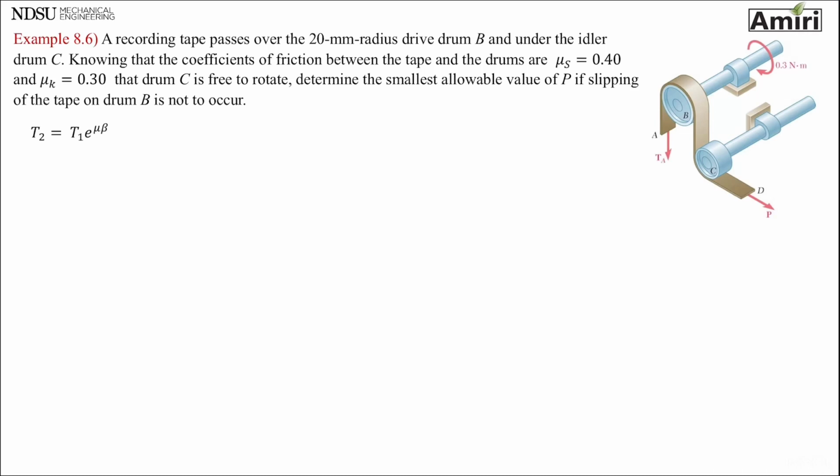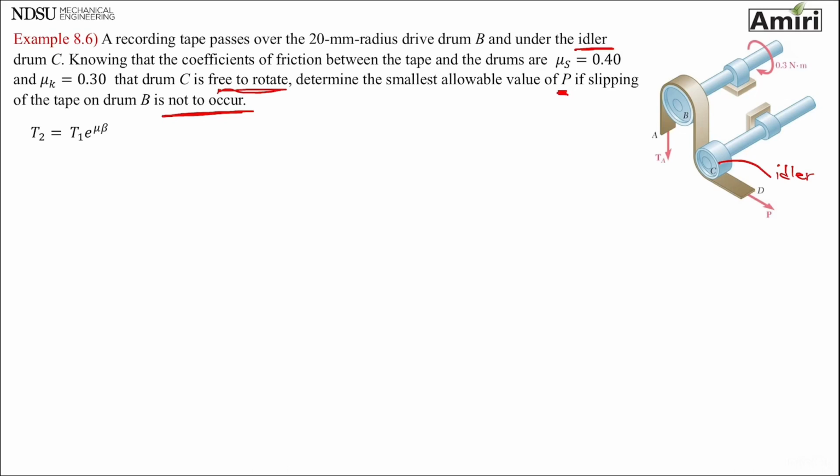A recording tape passes over the 20 mm radius drive drum B and under the idler drum C. I'll get back to that, so I want to just mark that. Knowing the coefficients of friction between the tape and the drums are this much and this much. Drum C is free to rotate. I already know that. Find the smallest allowable value of P if slipping of the tape on the drum is not to occur. So again, we are looking for the minimum value of P that puts it at impending motion.